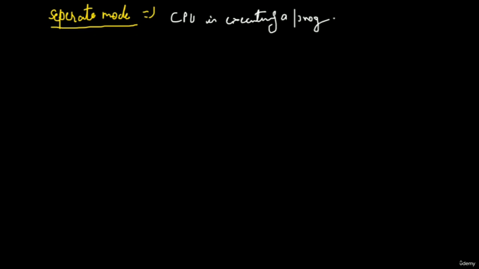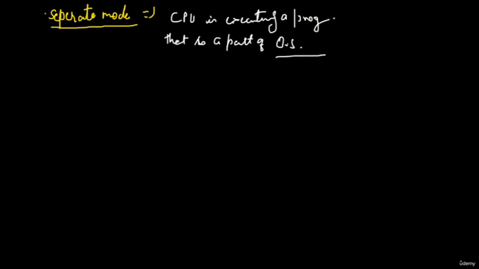So there are two modes that I would like to discuss here. First is called the separate mode. In the separate mode, what we have here is something like this. When a CPU is executing a program that is part of the operating system, our OS, like Windows, Linux, Mac, or Android, or whatever the software is, that is the separate mode.